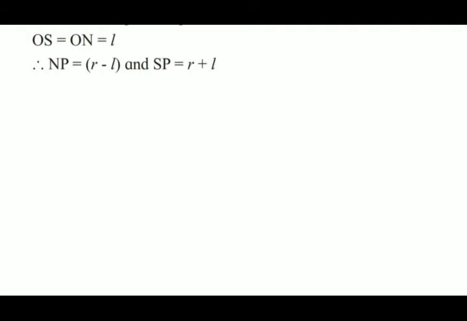Consider the electric field due to an electric dipole with dipole moment P. This formula you will derive in the electrostatics chapter. The electric field due to an electric dipole is 1 upon 4 pi epsilon naught, 2p upon r cube. Here the small p is the electric dipole moment, and just now we have seen the magnetic dipole moment, that is small m.